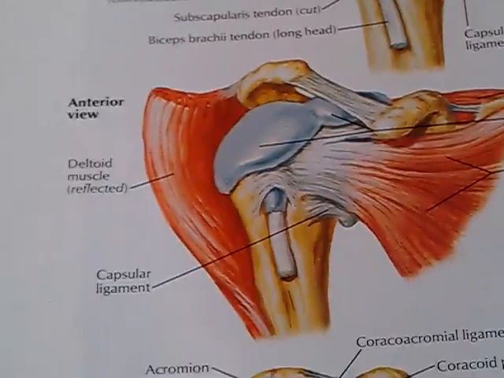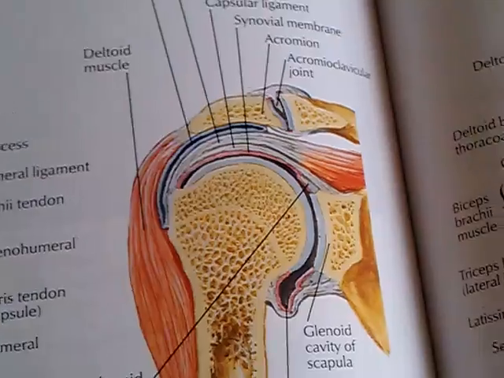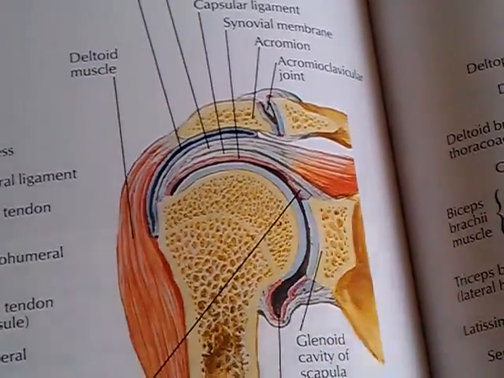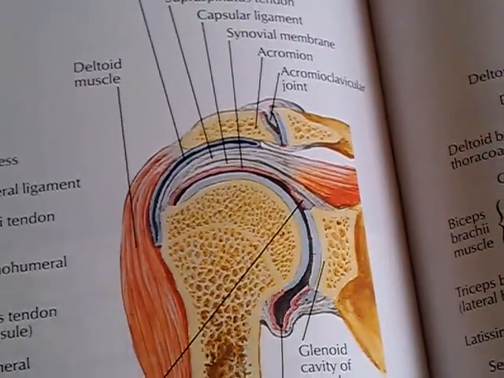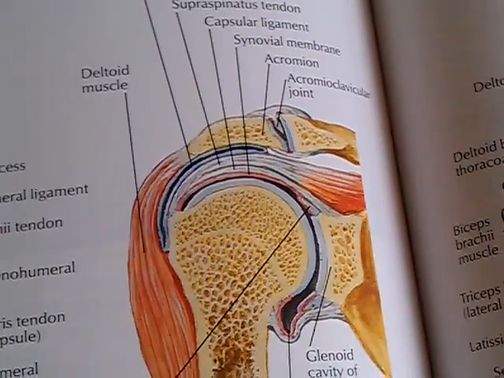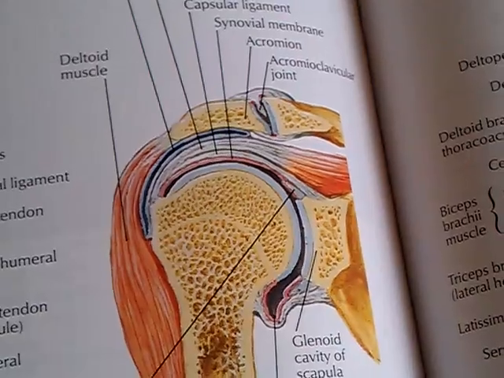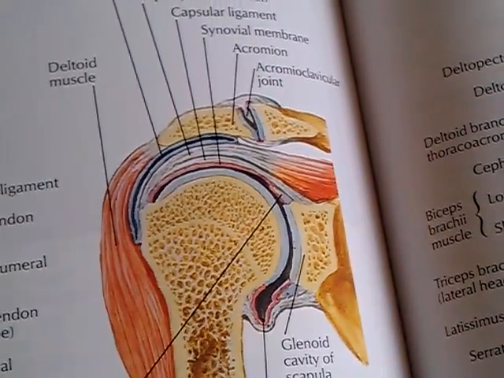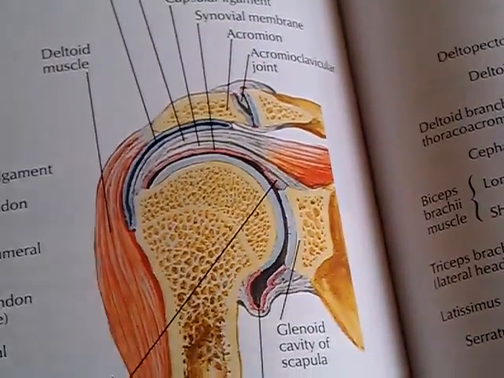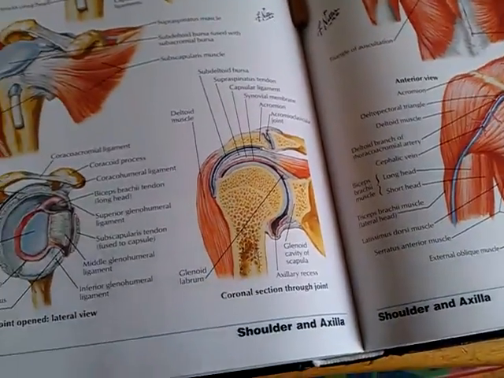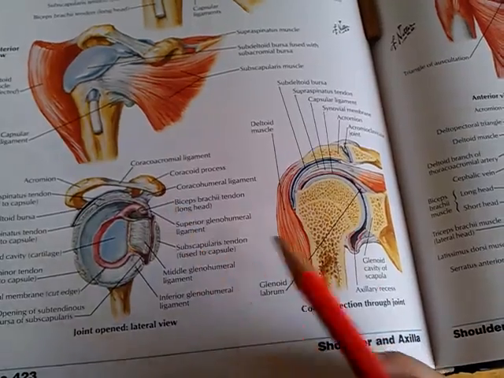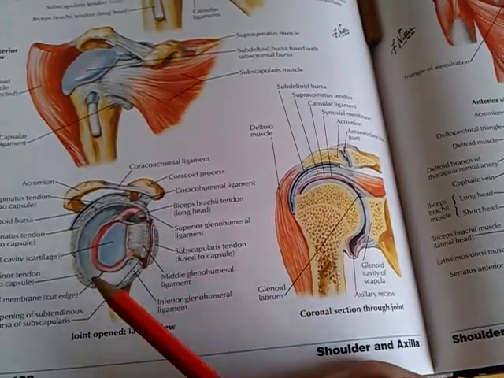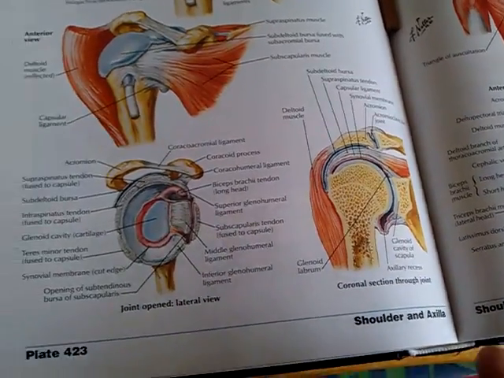Lastly, we have the shoulder joint, which is a ball and socket synovial joint. The movements are flexion, extension, abduction, adduction, and rotation or circumduction. The articular surfaces are the glenoid cavity on scapula plus the labrum glenoidale.